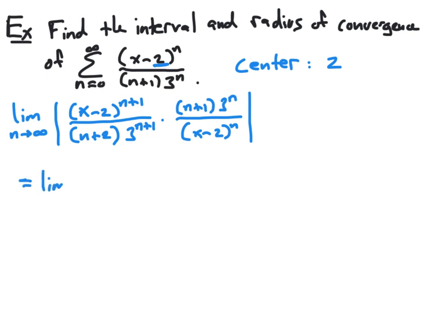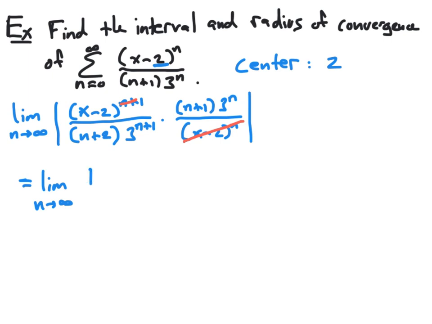This means we have to first simplify all of this in the absolute value bars. So notice first for our powers of x, we have n plus 1 factors of x minus 2 in the numerator, and we have n factors in the denominator. So the x minus 2 to the n in the denominator will cancel with almost all of the x minus 2's in the numerator, but we're going to be left with one of them. So we're just simply going to be left with x minus 2 to the first power.